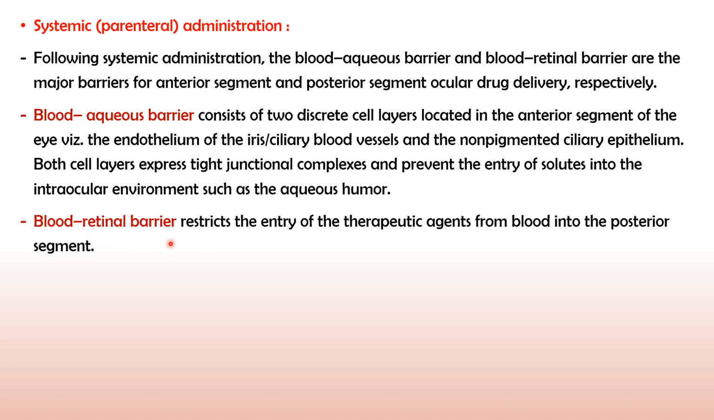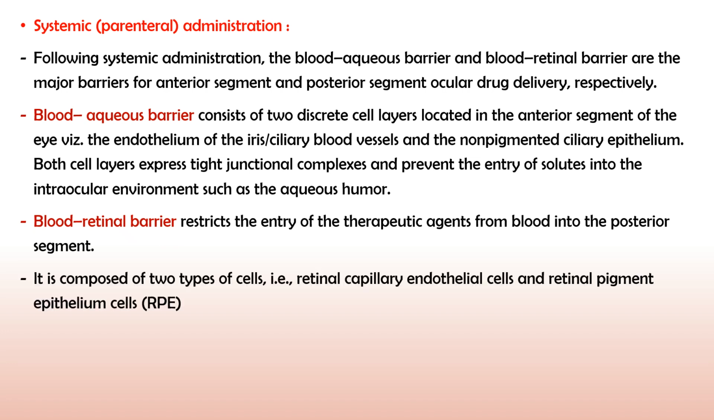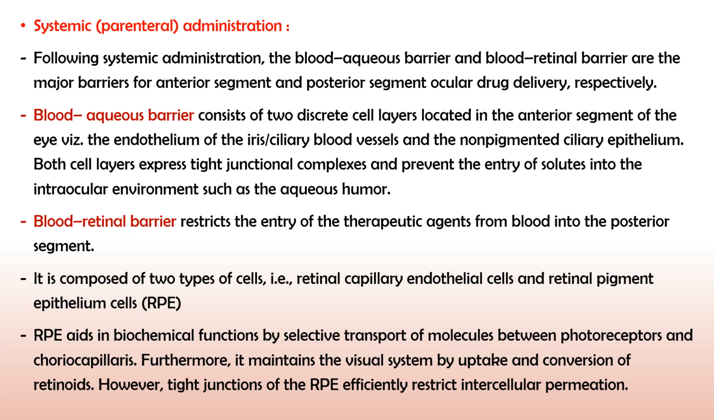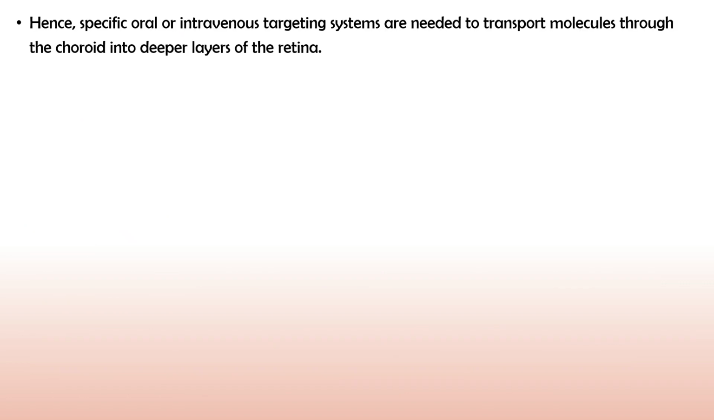The next is the blood retinal barrier. It acts in the posterior region of the eye. It is composed of two types of cells, retinal capillary endothelial cells and the retinal pigment epithelial cells. These RPE cells aid in biochemical function by selective transport of molecules across photoreceptors and choriocapillaries, and maintain the visual system by uptake and conversion of retinoids. However, these tight junctions restrict intercellular permeation.